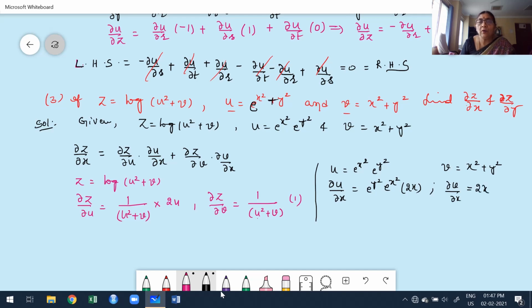If you want to find with respect to y also, because further I need this value: while finding dou z by dou y, instead of x we get dou u by dou y and dou v by dou y. Therefore, what is dou u by dou y? With respect to y, e power of x square is constant. What is the derivative of e power of y square? e power of y square into 2y. Similarly, dou v by dou y, with x constant, we get 2y.